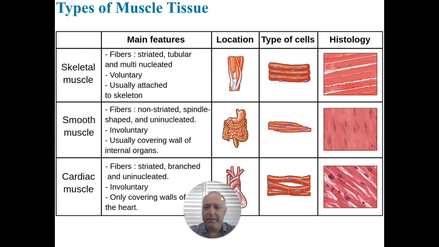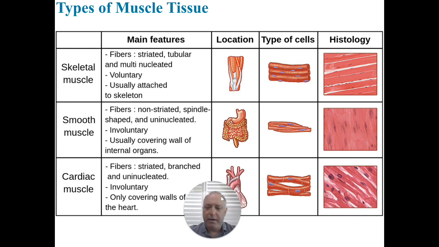Now, I didn't mention that for skeletal muscle, they're multinucleated, which means the myotubes fuse in development, and you end up with more than one nuclei per myotube. But smooth muscle, these spindle-shaped muscle cells are uninucleated.